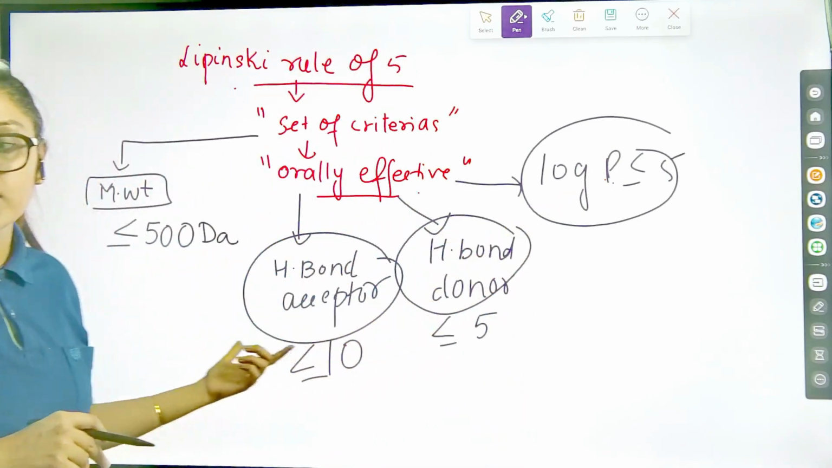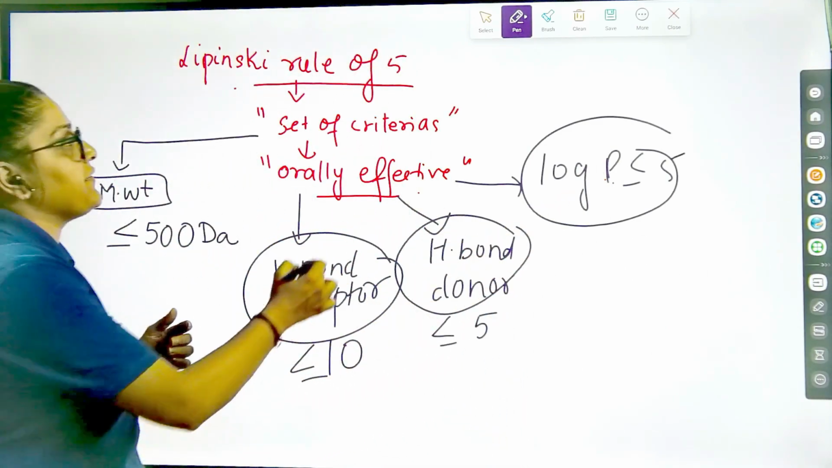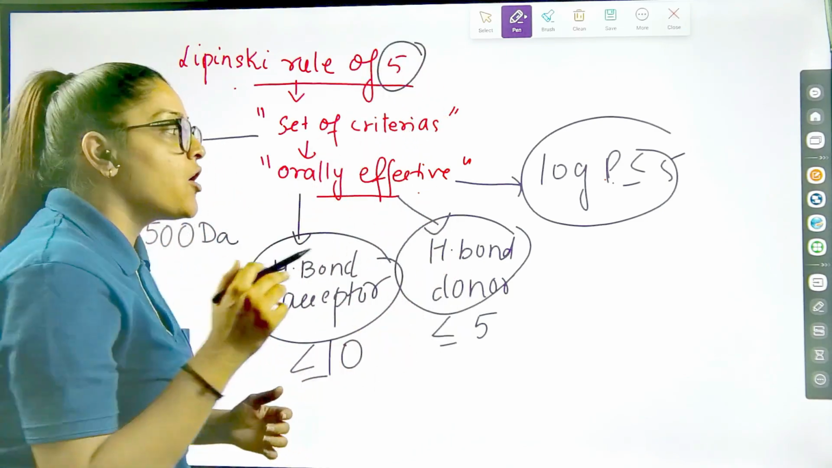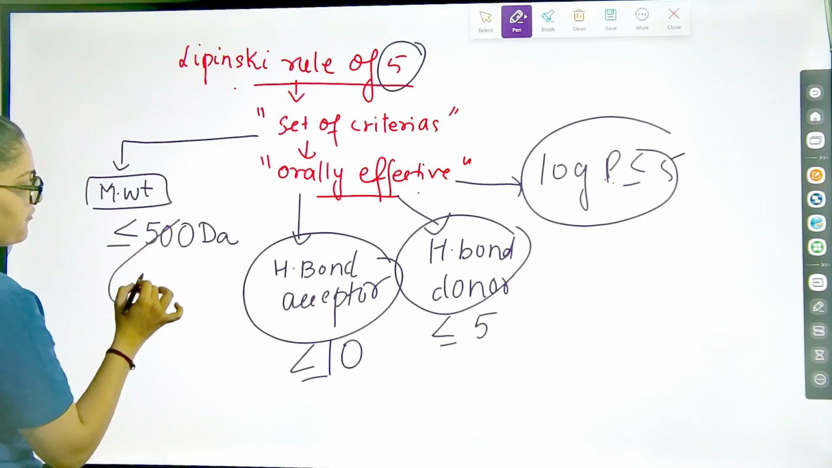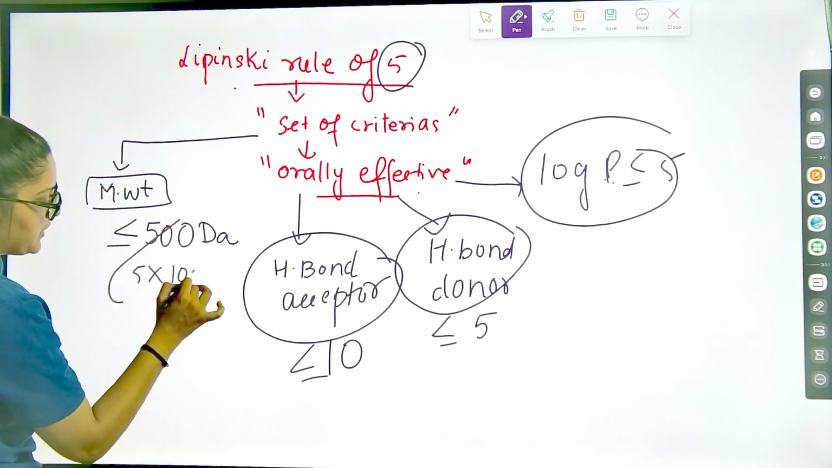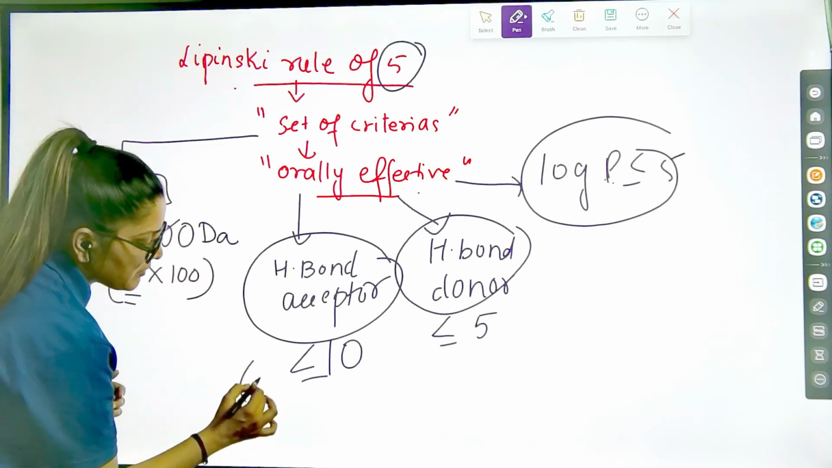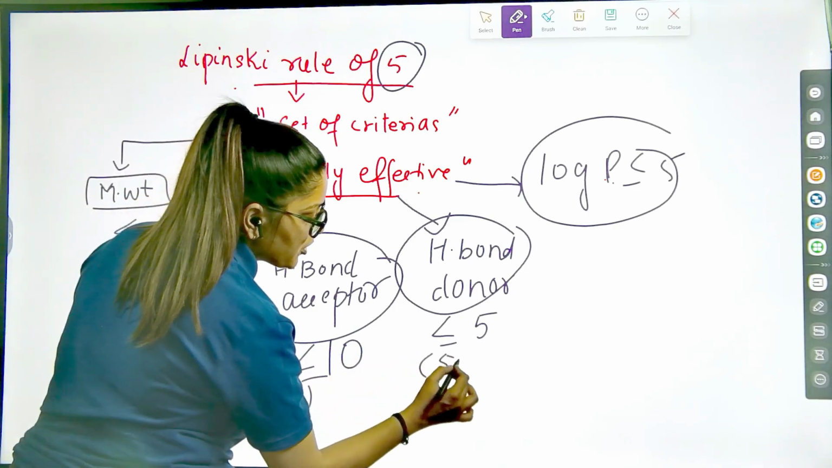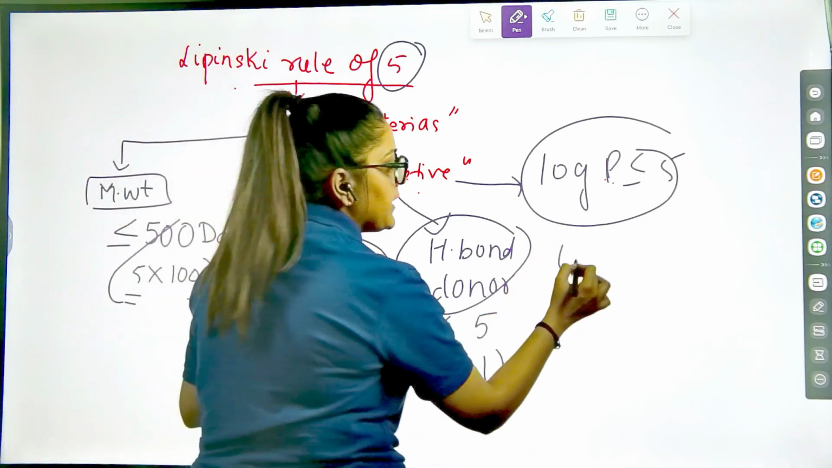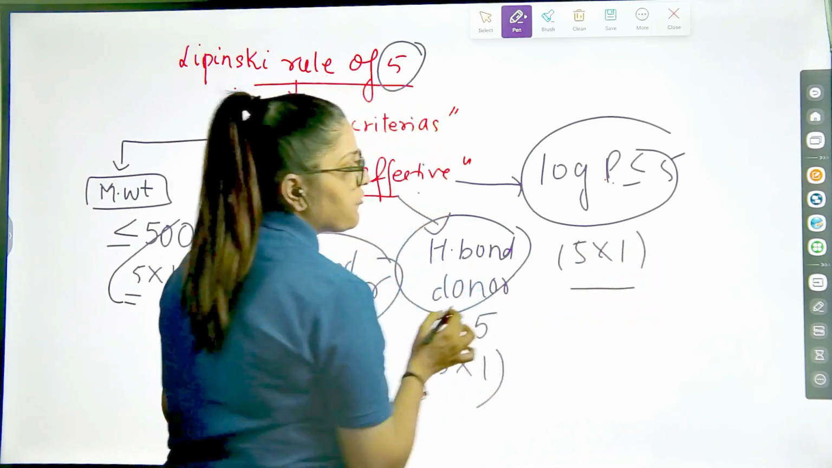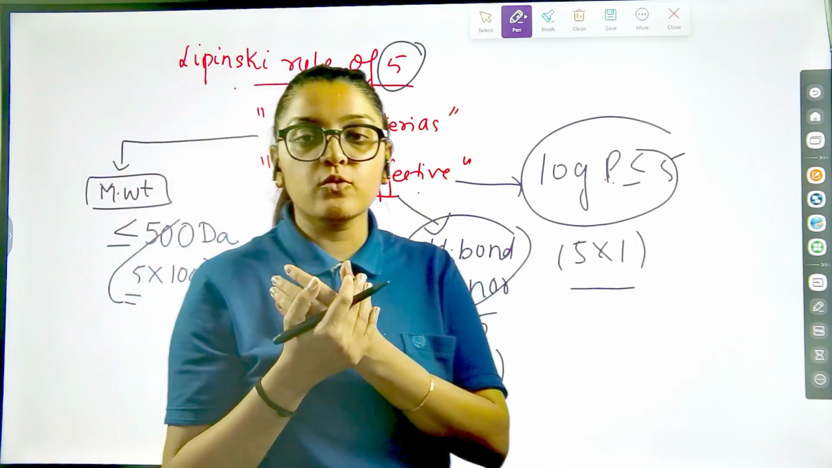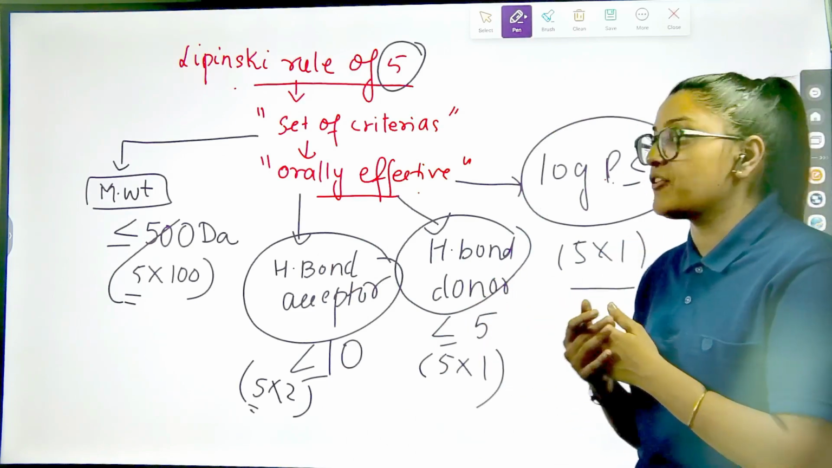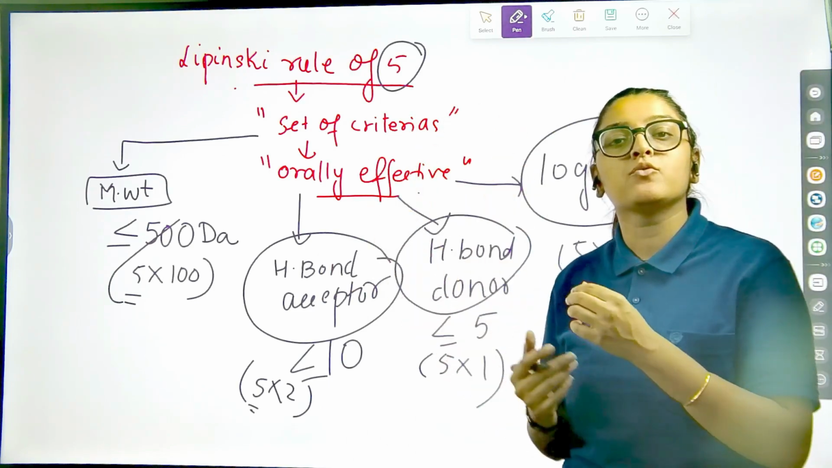So these four criteria, as you can see, then why do we say it is the Lipinski rule of 5? Because all the criteria are multiples of 5. Just like we have 500, that will be 5 into 100. Everything here is a multiple of 5. 10 will be 5 into 2. Hydrogen bond donor will be 5 into 1. And log P value will also be 5 into 1. So you can see every criterion here is a multiple of 5. So we say it is the Lipinski rule of 5.